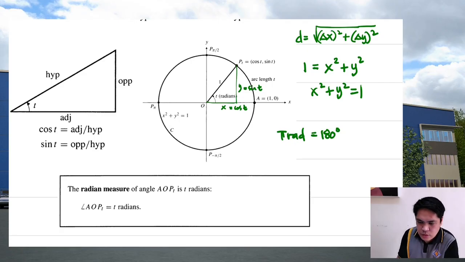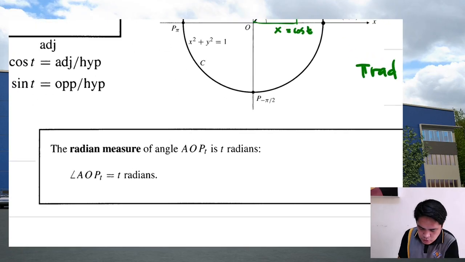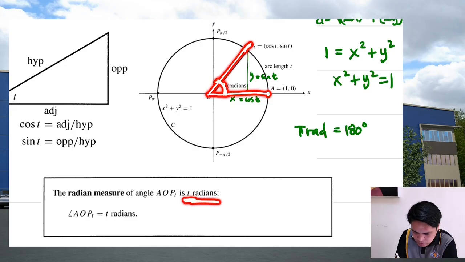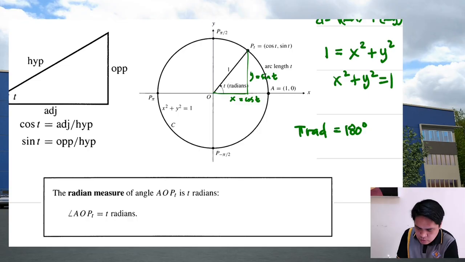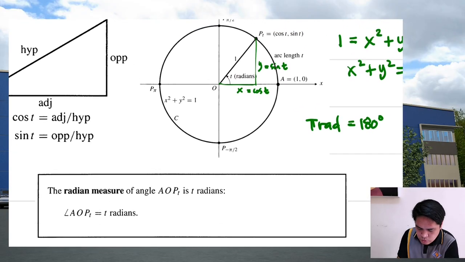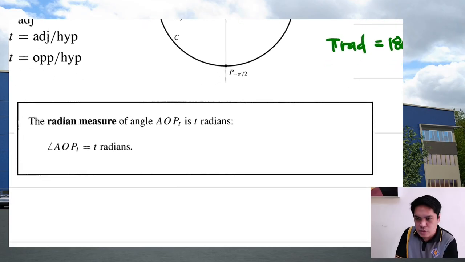Now let's have this definition. The radian measure of angle AOP sub t. So we are describing AOP sub t. So the angle measure here is t radians. Okay? So ito daw is t radians. So yun yung tinatawag na radian measure. It is different from using the sexagesimal system, which uses degrees.